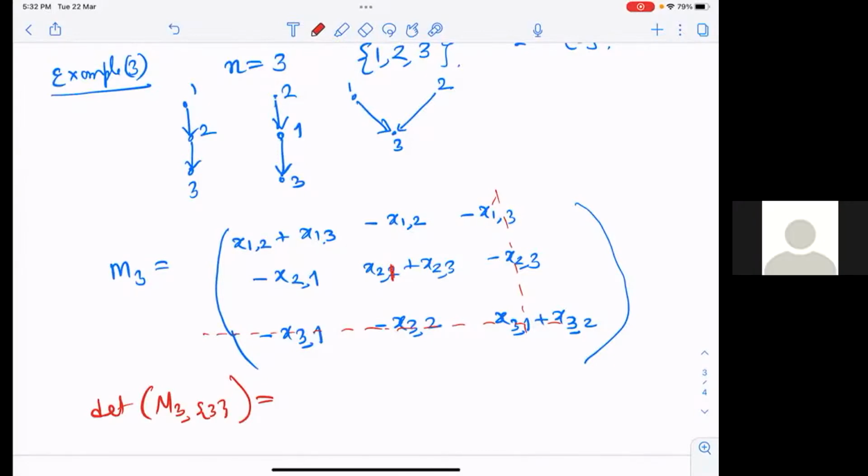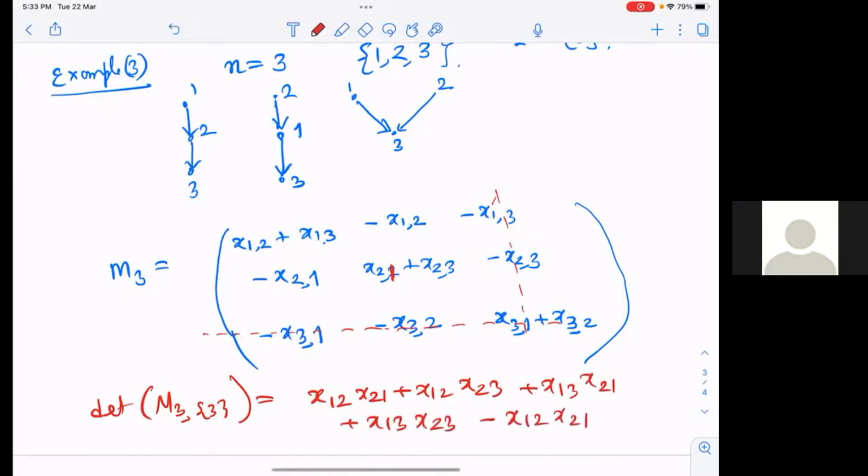So this will be x12 x21, x12 x23 plus x13 x21 plus x13 x23 minus x12 x21. So this will cancel. So this will be exactly the thing. And from here you will get x12 x23 plus x21 x13 plus x13 x23. Yeah. So we got exactly what we want.